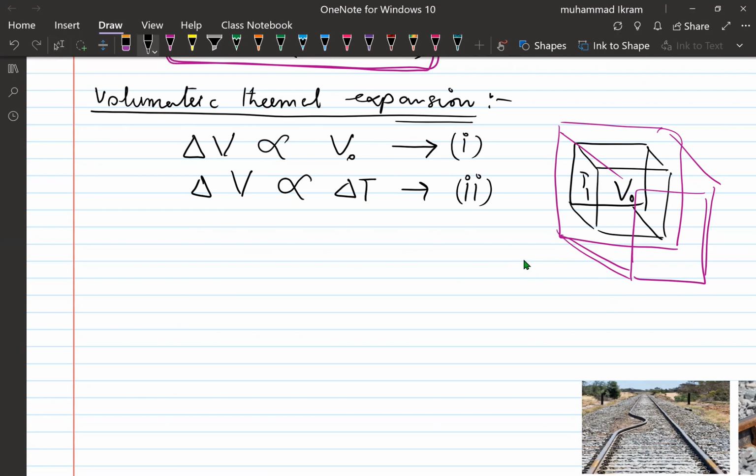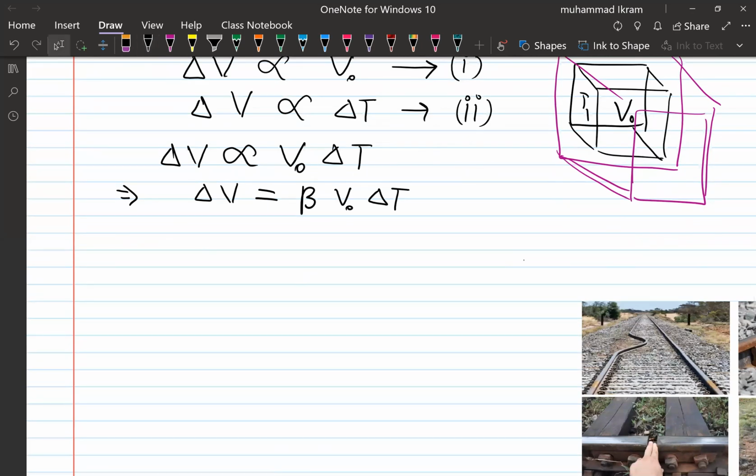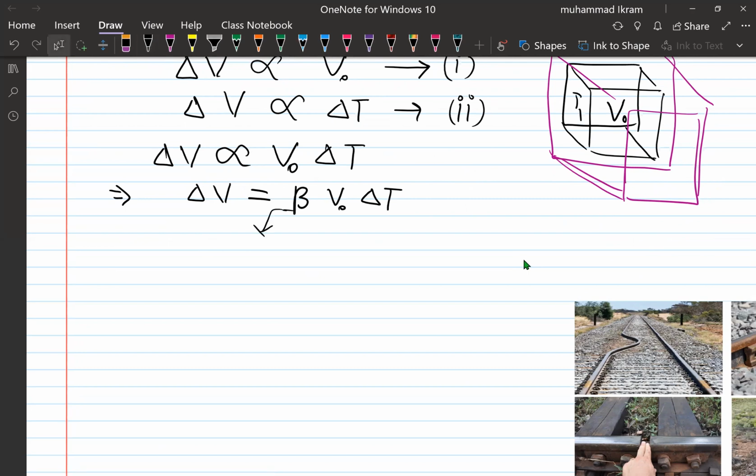So if I combine these two equations into a single equation, this change in volume will be directly proportional to the original volume and the change in temperature, as you see here. Now, if I proceed further, then it will become beta V naught delta T. Now, definitely you see the difference here. There, the coefficient of linear thermal expansion was alpha, and here the coefficient of the volumetric thermal expansion is beta. And this beta will be equal to delta V by V naught into delta T.